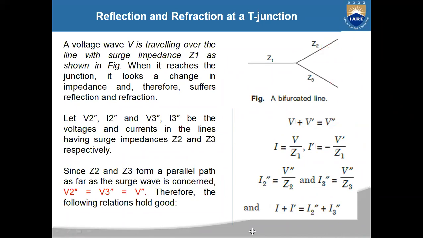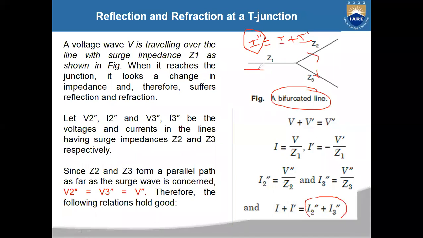Also you can say that the refracted current I double dash is equal to the incident wave plus the reflected wave, I plus I dash. Now in this bifurcated or T junction line, what is I double dash? I double dash is the sum of these two, so you can write it as I2 double dash plus I3 double dash. I is the incident current wave and I dash is the reflected current wave. The sum of I plus I dash is called the transmitted current wave I double dash, which is equal to the sum of the currents flowing through these two lines, I2 double dash plus I3 double dash.